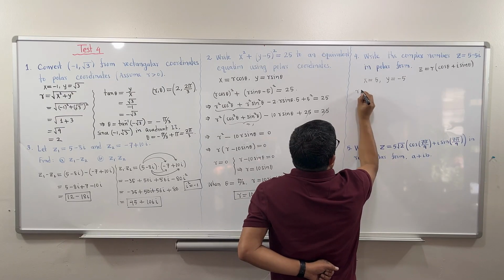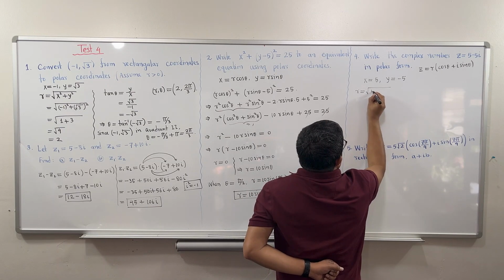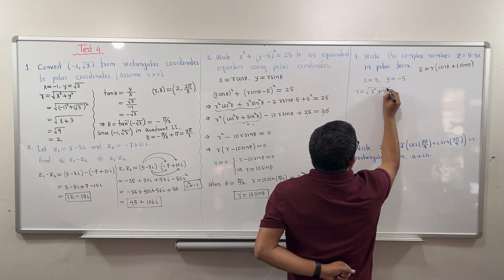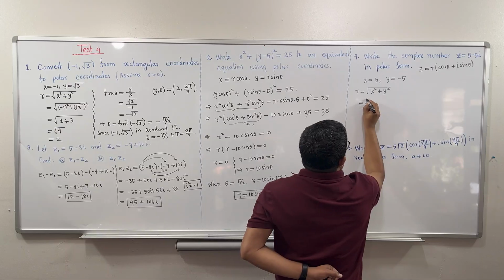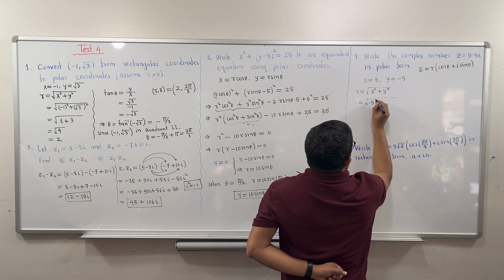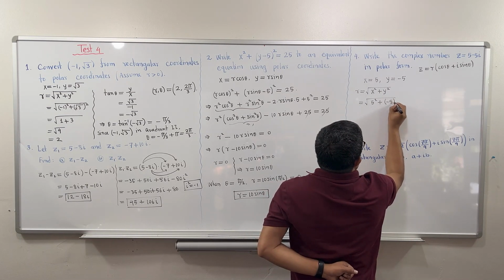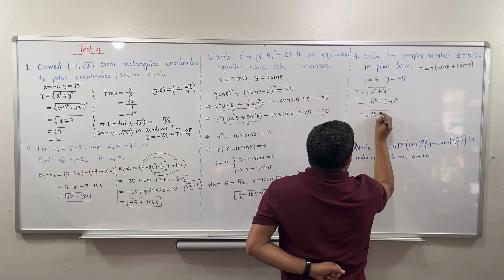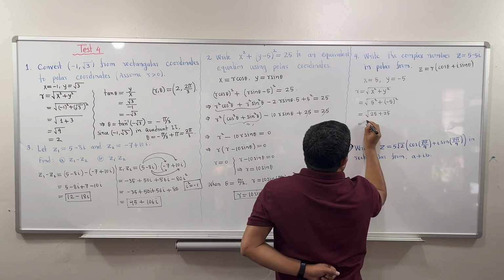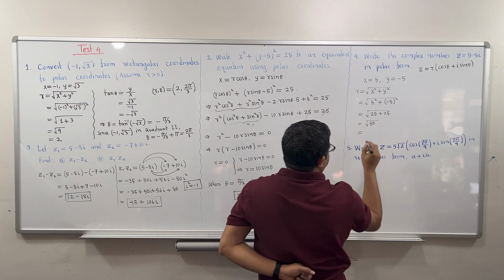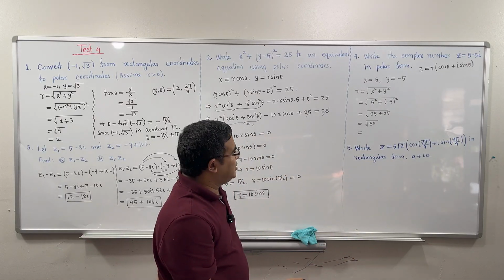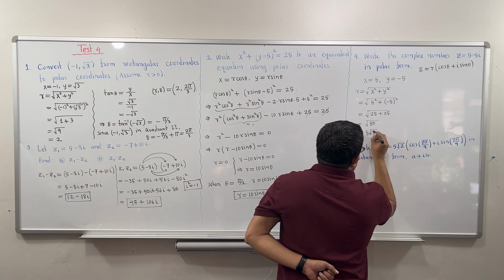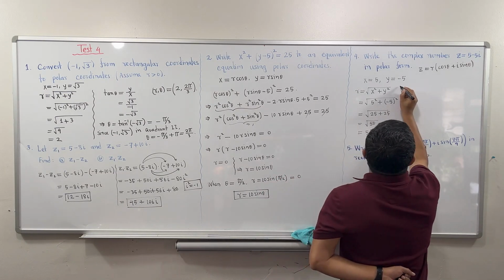So what is r? r would be square root of x squared plus y squared. This is the formula. So x is 5 plus negative 5 squared, so square root of 25 plus 25, square root of 50. 50 can be written as 2 times 25 and square root of 25 is 5, so it will be 5 square root of 2. So this is the radius.